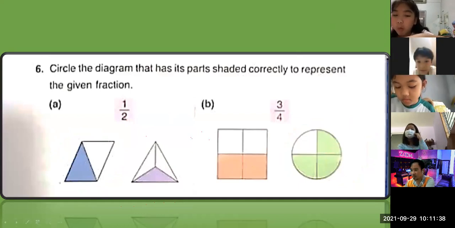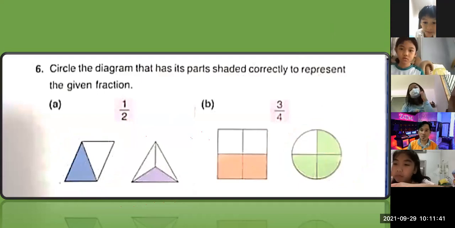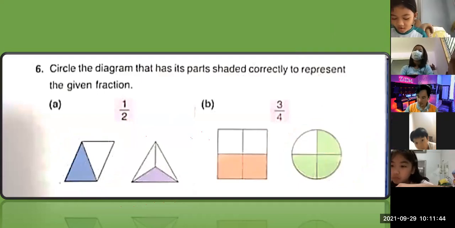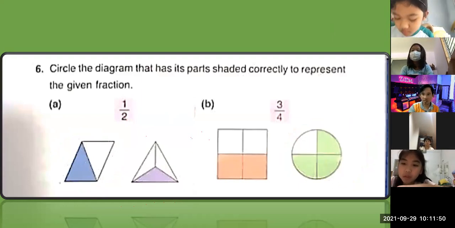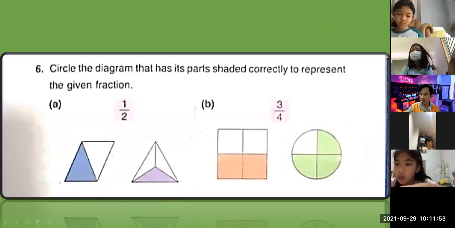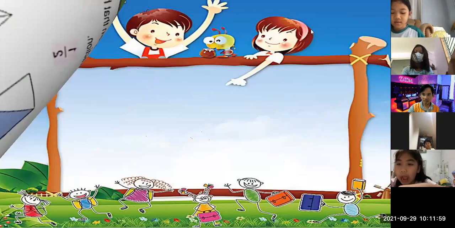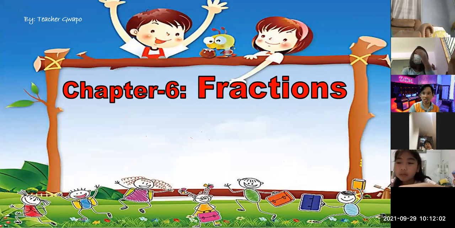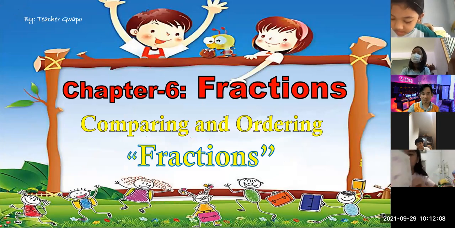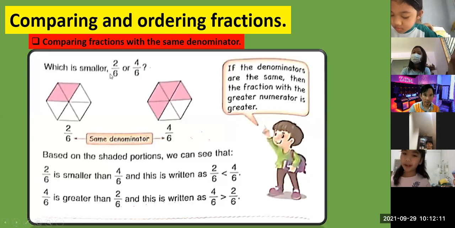Okay, let's proceed. Now here, you must know how to compare and order fractions. Our time here is 10:09, so maybe I will do it quickly. Okay, so we are now in chapter 6, fractions. So comparing and ordering fractions. So here you can see that there are 6 equal parts, right? 1, 2, 3, 4, 5, 6. Here, 1, 2, 3, 4, 5, 6.